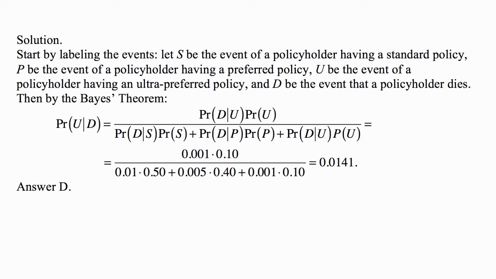So actually this formula is very easy to remember. The top has the conditional probability flipped versus the left-hand side, and multiplied by the probability of the second thing, the thing that is after the line. And at the bottom you have the same thing as at the top, but for every piece of the partition. And then we just plug in all the numbers, and we get 0.0141, which is answer D.